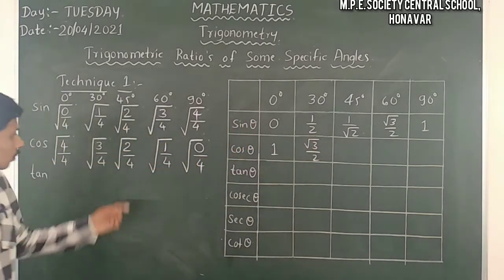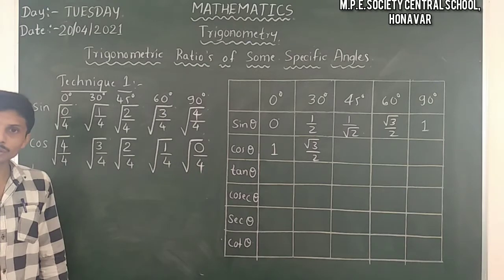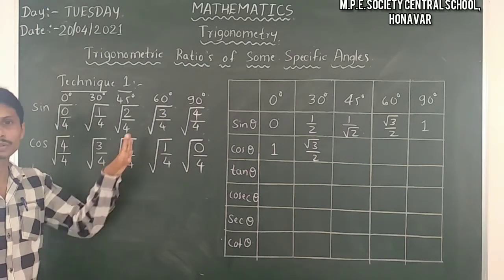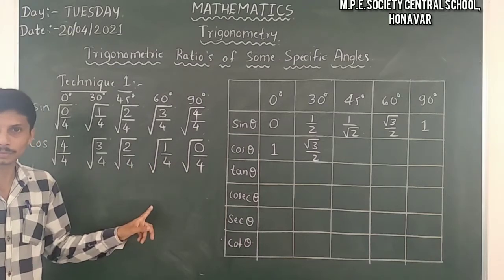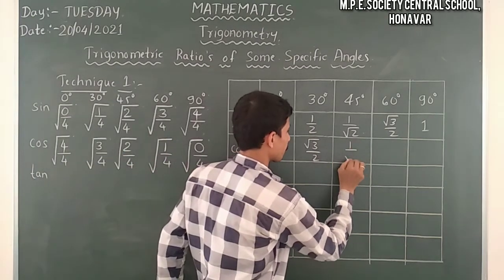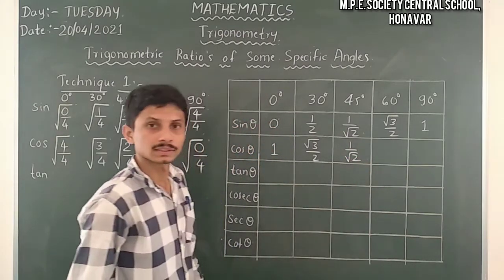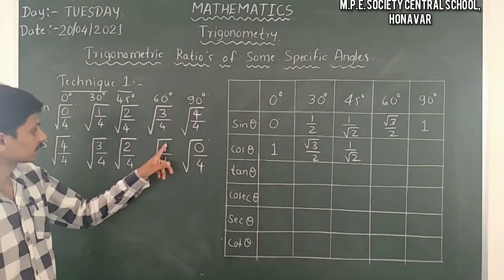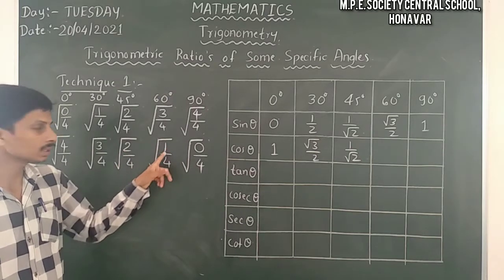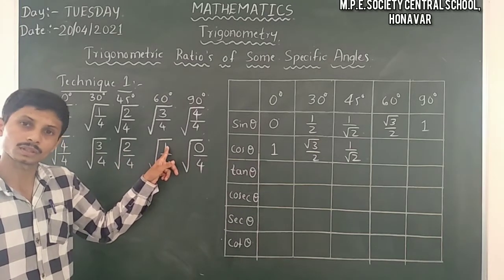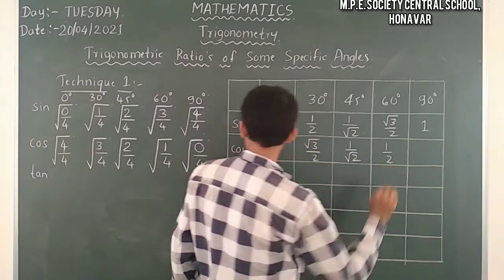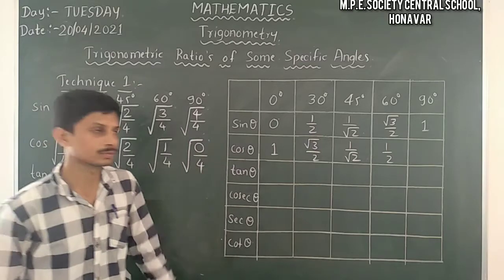Then root 2 by 4 we already solved. Root of 2 by 4, so it is 1 by 2, since 2 by 4 means 1 by 2. 1 is a perfect square and 2 is not a perfect square. That is 1 by root 2. Then cos 60 degree. Here 1 and 4 are both perfect squares. So the root of 1 is 1 and the root of 4 is 2. That is 1 by 2. Then finally 0 by 4 is 0, and the square root of 0 is 0.